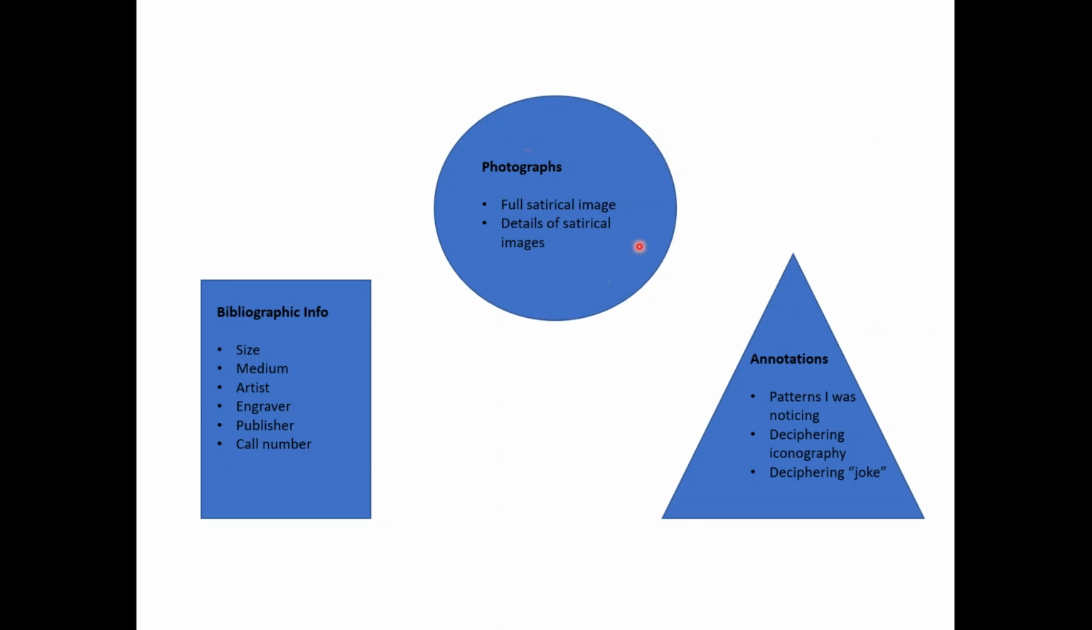So I had photographs of my satirical images. I was reproducing this kind of library catalog, so I also had this bibliographic information that I was recording in heightened detail. And then this third phase that I felt was going to be really instrumental to my research was to be able to annotate my images in some way.